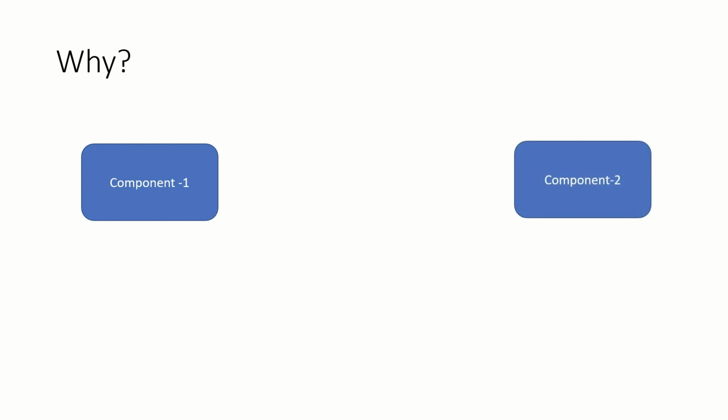Let me explain one scenario. Let's say we have one component, named component 1, and we have written some business logic there, and this component 1 is using some database connectivity. So for that we also put some code in component 1. Similarly, let's say we have component 2. We have written some business logic in component 2 as well, and it is also using the same database. So the connectivity code is replicated here in component 2.